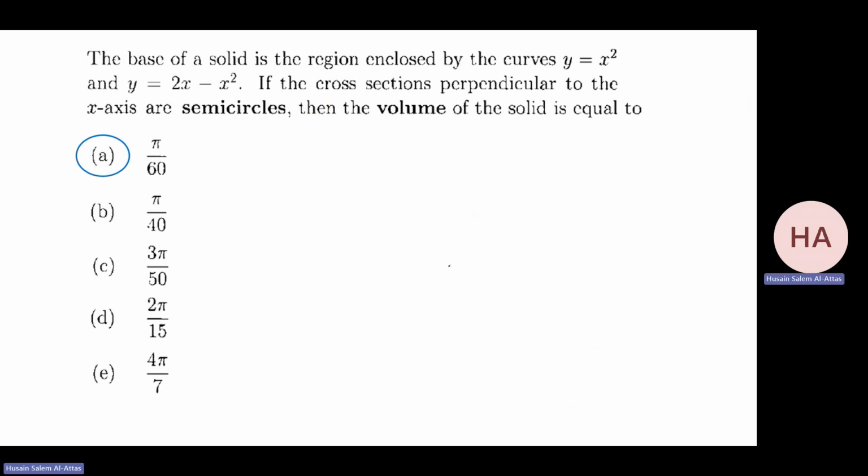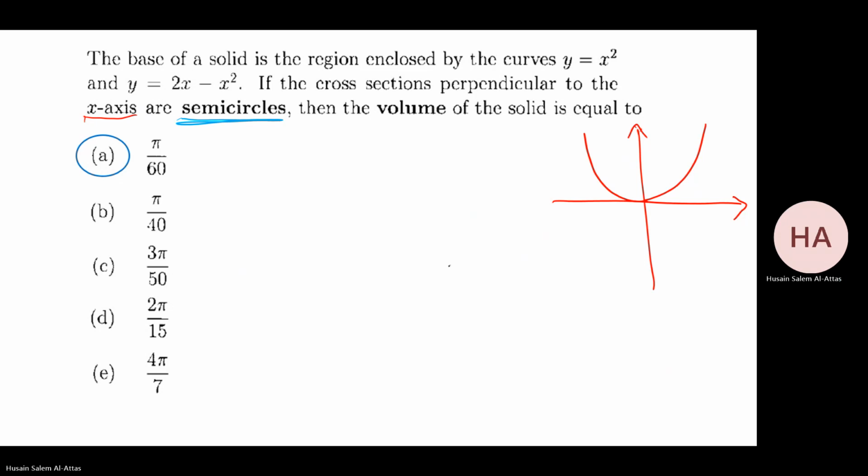Okay, more problems. Now I have the cross section perpendicular to the x-axis. Now we need to find the base. What will be the base? I graph the two functions. This is y equals x squared. What about this one? This one I need to rewrite in a different way.